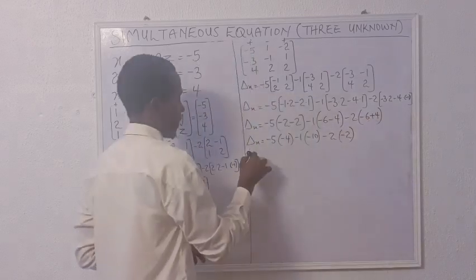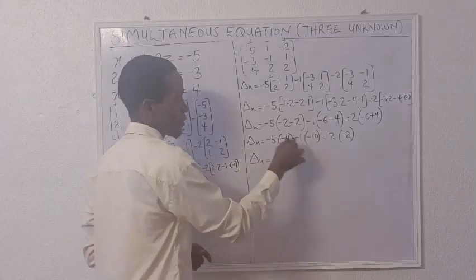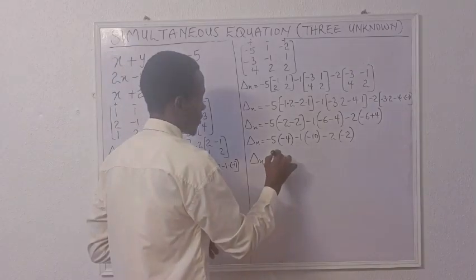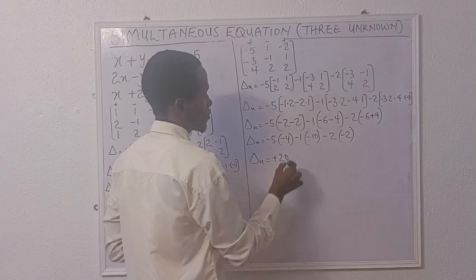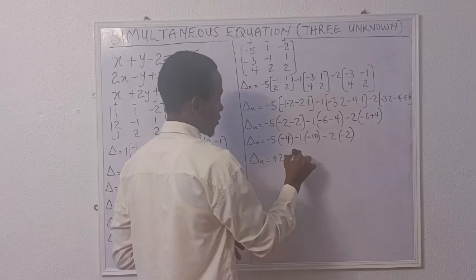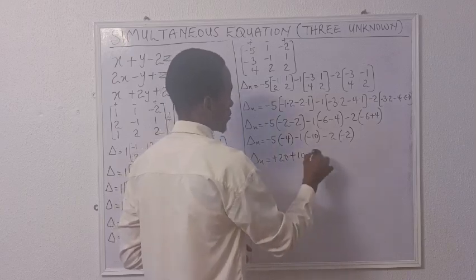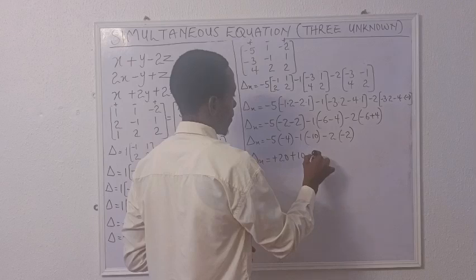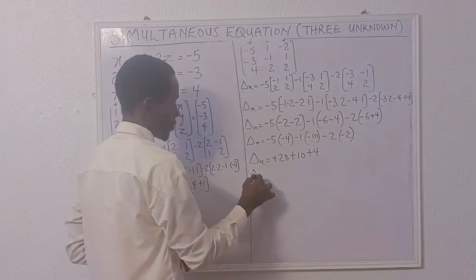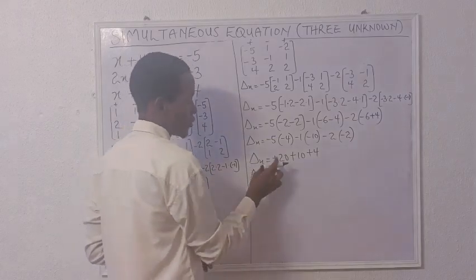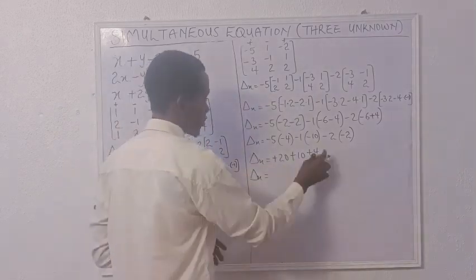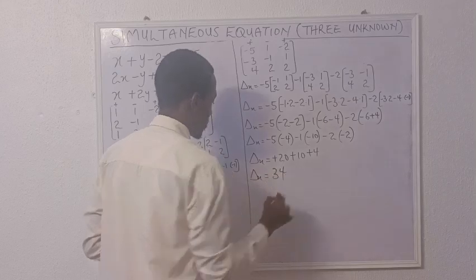Delta x is going to be minus 5 times minus 4. That gives me a plus 20. Minus 1 times minus 10, that's plus 10. Minus 2 times minus 2, that's plus 4. My delta x is going to finally be 20 plus 10, 30, plus 4, that's what? 34.